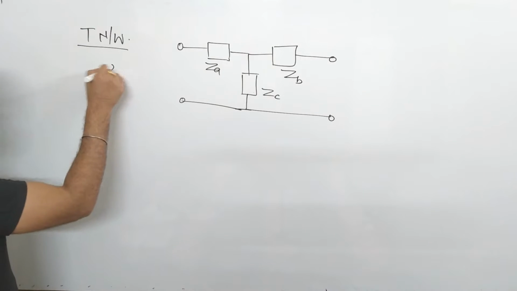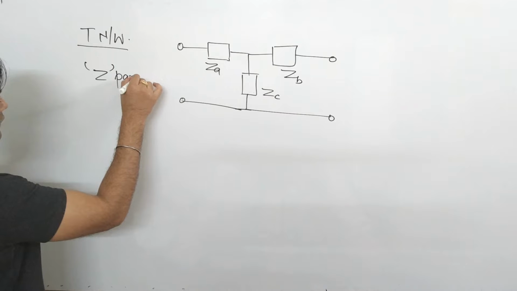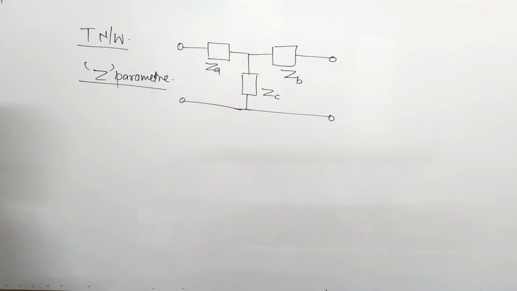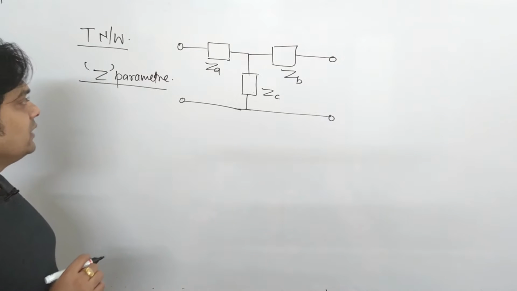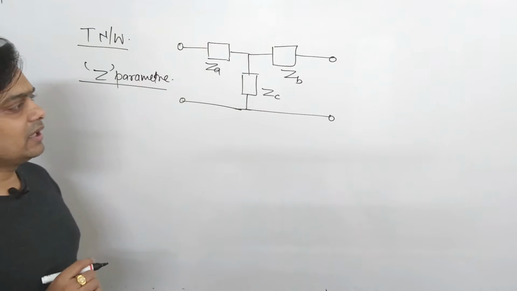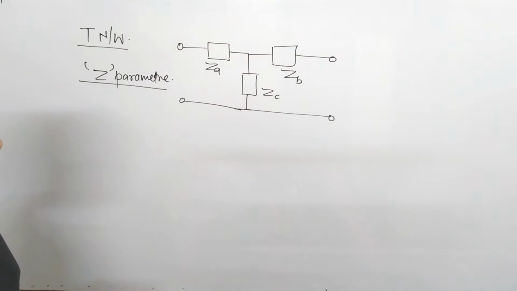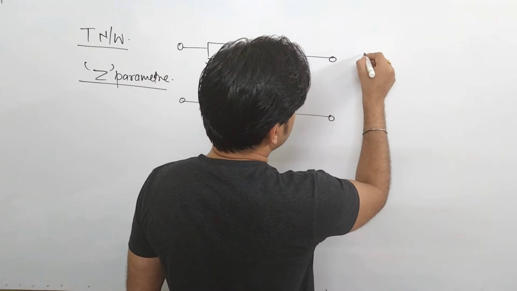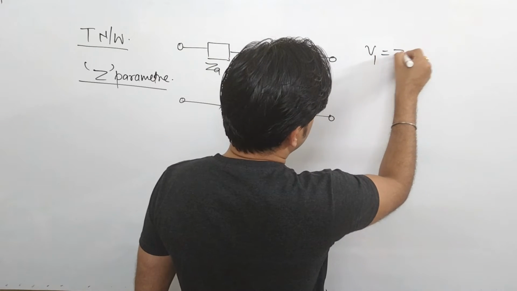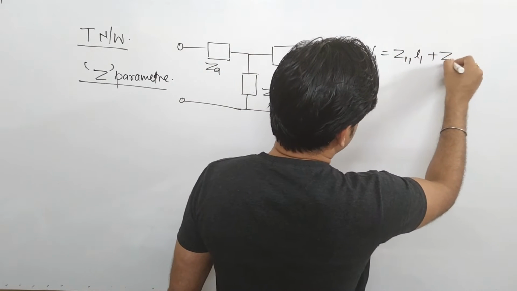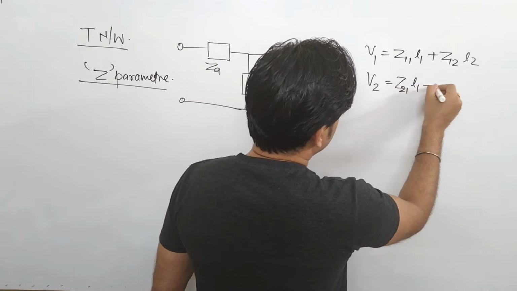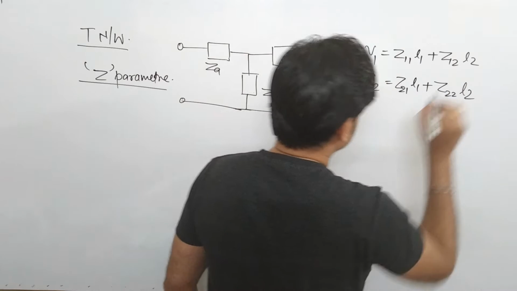As I mentioned, in case of a T network, you can easily find the Z parameter. Yes, you can find the Y parameter also, you can find the H parameter also, but in case of a T network, we will simply find the Z parameter. Now we will understand how we find these parameters. The equations for Z parameters are given by V1 is equal to Z11 I1 plus Z12 I2, and V2 is equal to Z21 I1 plus Z22 I2.